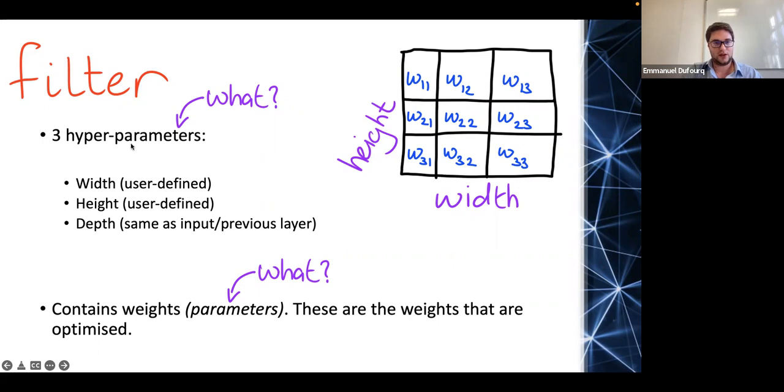So here there are two similar words. Hyperparameter is the user-defined parameter where we say, I want the filter to be 3 by 3. And here we have parameter, which refers to the weights. These are what we optimize during the optimization of the algorithm. So it's just good to know the hyperparameter is for the user, and the parameter refers to the weights, to what the neural network is optimizing.